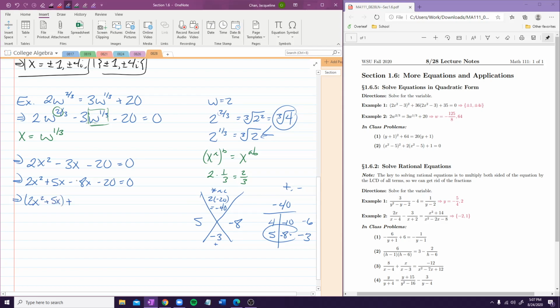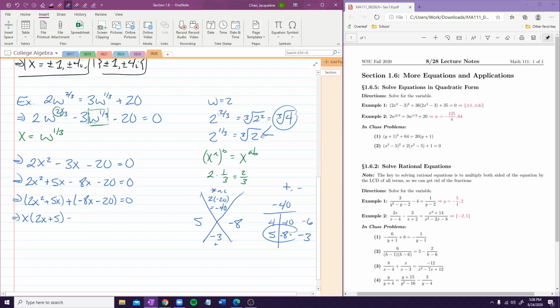Keep in mind, remember this is not the same. You can't do that, because if you distribute the negative, you get something completely different. So make sure you put the parentheses around that negative sign as well. Now I'm going to look for the greatest common factor. In that case, it's just x, and I'm left with 2x plus 5.